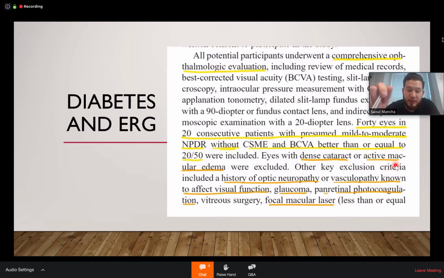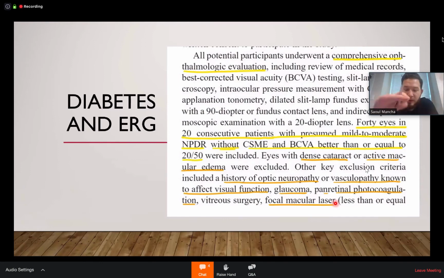The patients were also examined again with fluorescein angiography, so they can get that retinal ischemic index. The study excluded any participants with dense cataract. These are all the exclusion criteria: dense cataract, active macular edema, history of optic neuropathy, vasculopathy, glaucoma, panretinal photocoagulation, focal macular laser within 2 months, anti-VEGF within 4 months, and ocular surgery within 6 months.